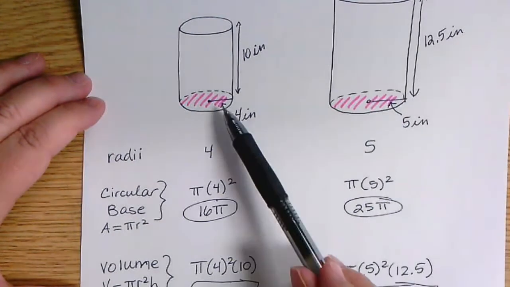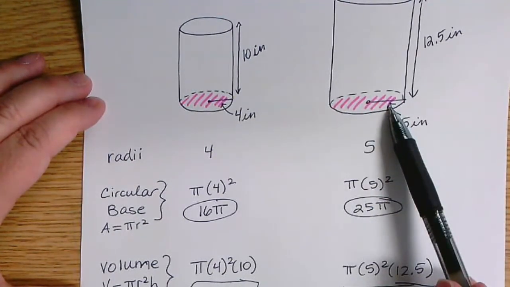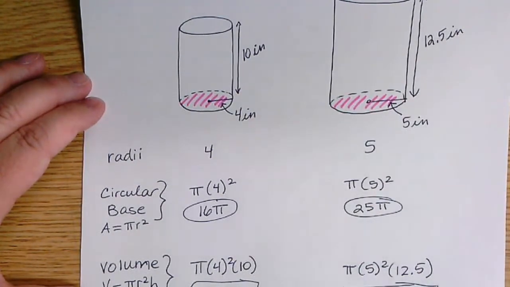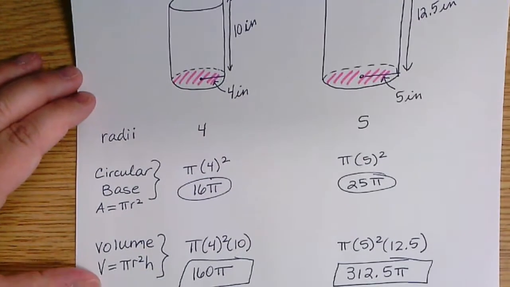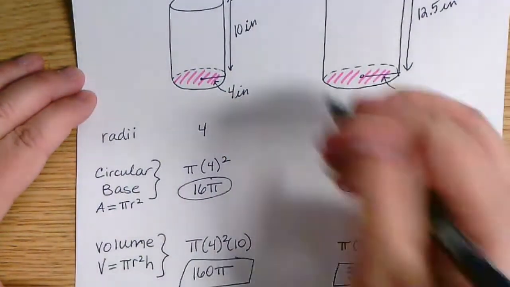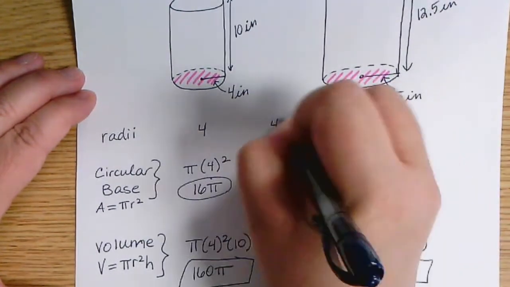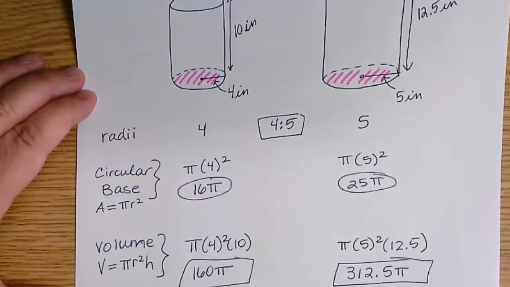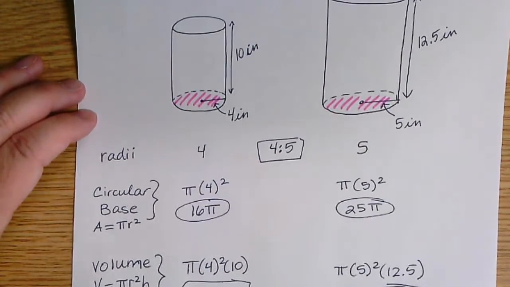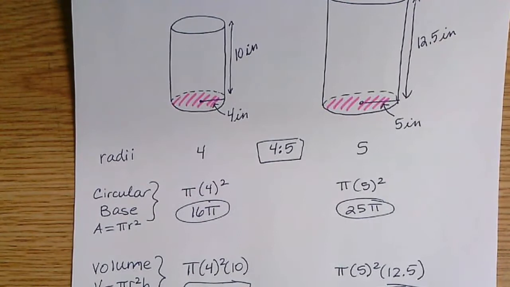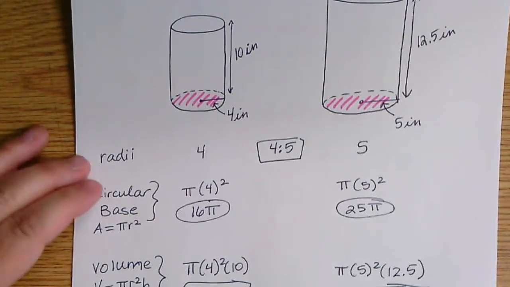This time I actually have those numbers, 4/5. So my similarity ratio here is 4:5. So this is a 4:5 ratio. That's the ratio of my radii. That's the similarity ratio, the ratio of my radii. It's also the ratio of my heights. It's the ratio of basically any straight objects there.